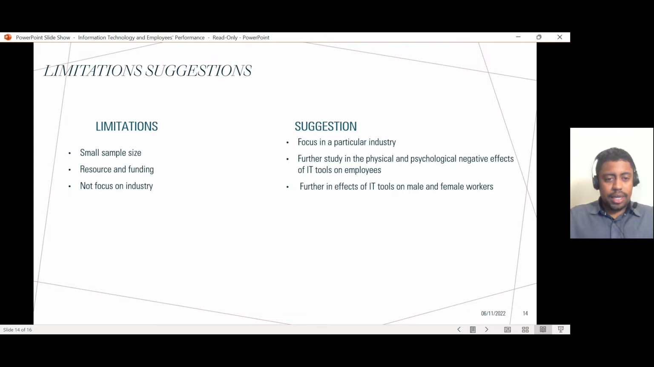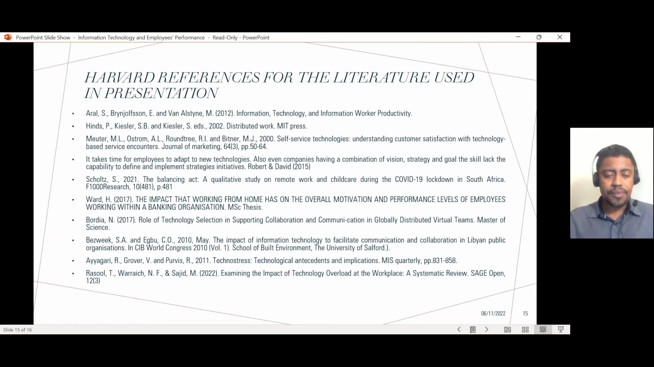Limitations and suggestions. So the limitations are small sample size, resources and funding, and no focus on industry. My suggestions are to focus on a particular industry, further study on the physical and psychological negative effects of the IT tools, and further studies on the effect of the IT tools on male and female workers.